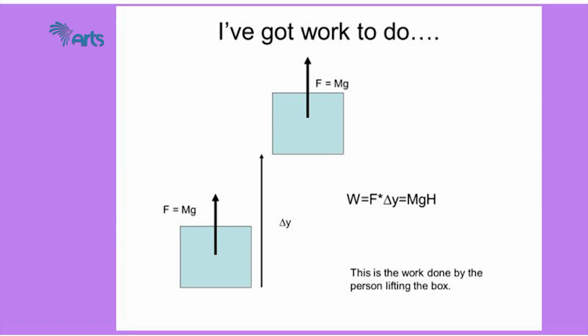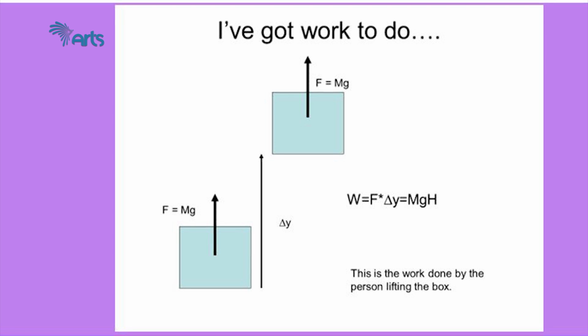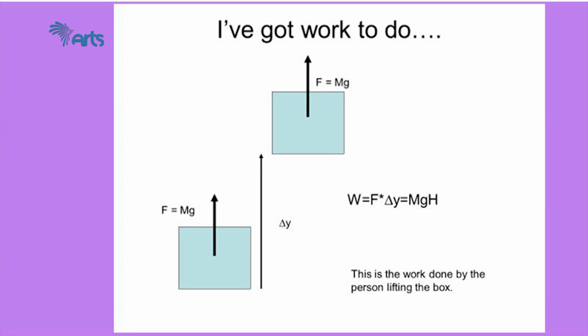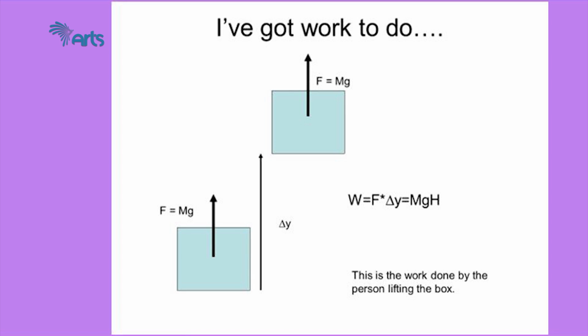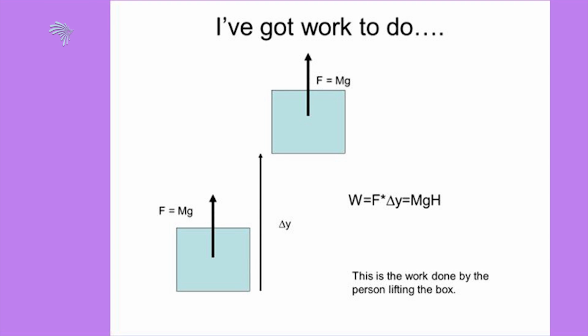if we displace this block vertically upward, then the force and the displacement are in the same direction, and the amount of work done is the same as F times change in y, where F is the same as mg and change in y is h. So we can calculate work done by using the equation W equals mgh, and this is the work done by the person lifting the box in the upward direction.